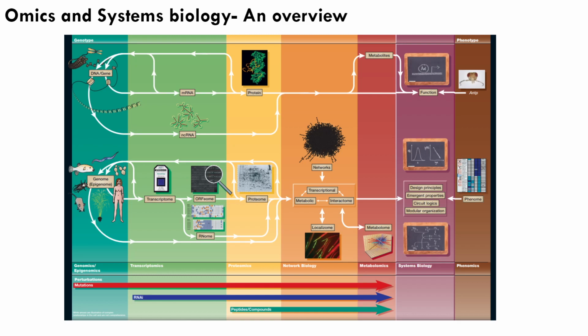So on the extreme left, you have genomics. After that, you come to transcriptomics. Then you have proteomics. Then you integrate all these three into networks, which you further model and get ideas about design principles, emergent properties, etc. This is where the systems biology part lies, and this is where the omics part lies.